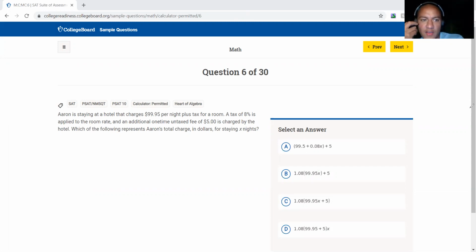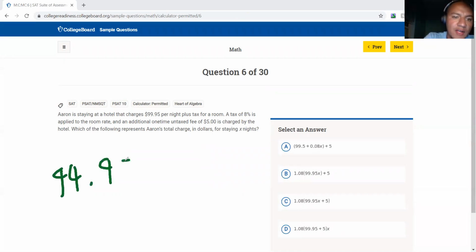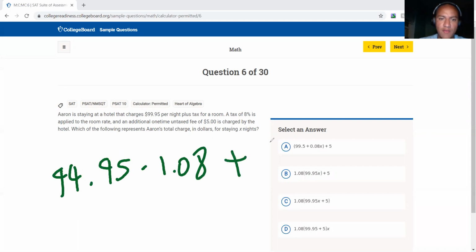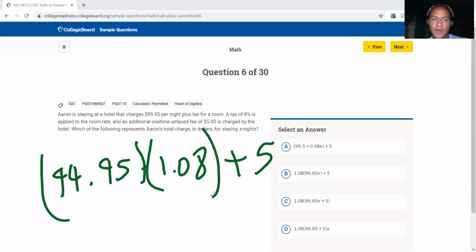And if you're staying at the Hamptons for one night, you're gonna get charged 99.95 for that night times 1.08, and then you get charged the additional $5. Scammers. Just kidding, Hamptons. I love you. Okay, that dot means multiplication, by the way. You could also put parentheses if you feel more comfortable that way.